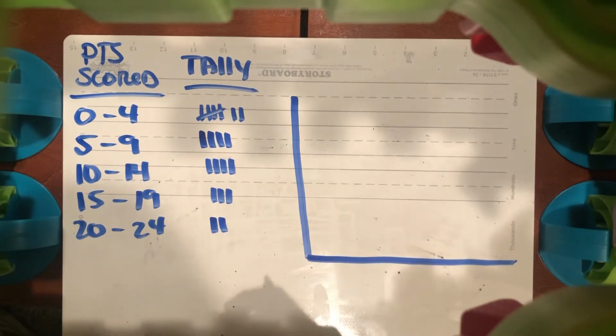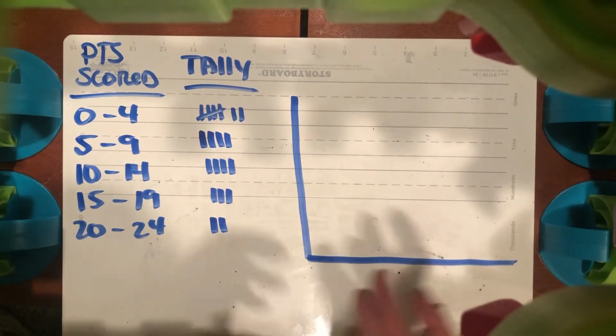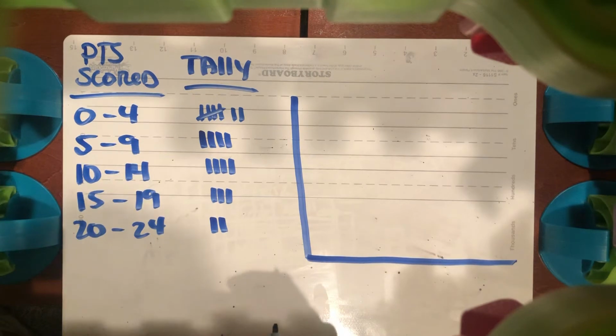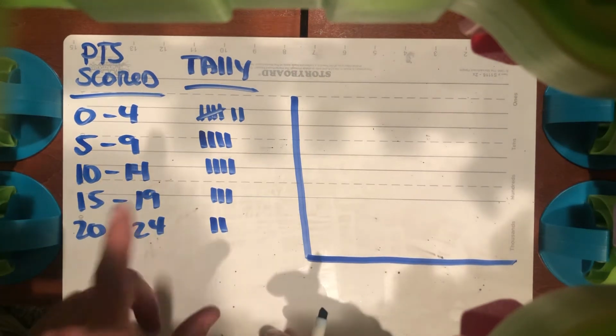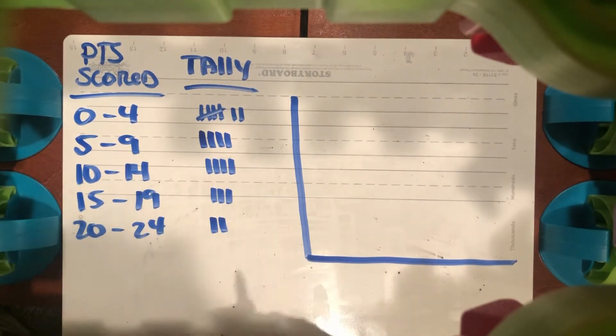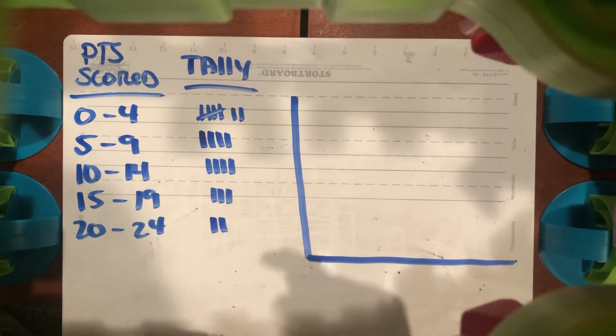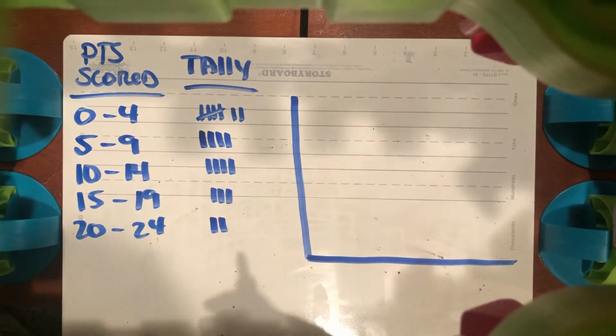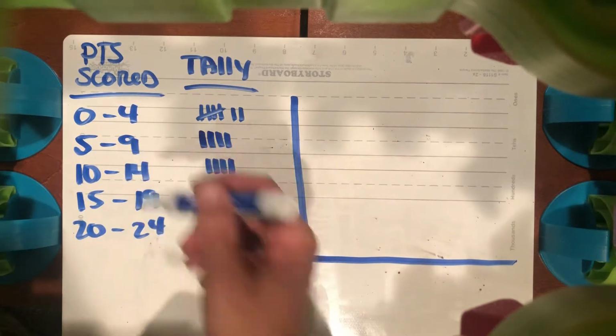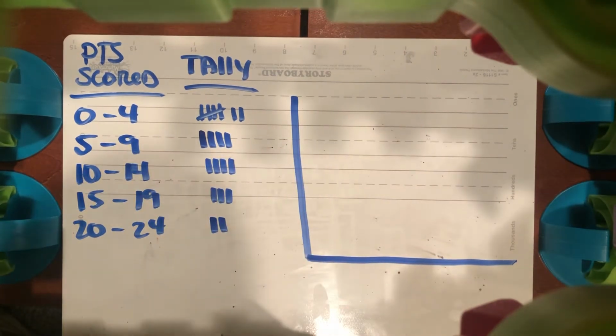How you create a histogram is first you create a frequency distribution. If you watched my previous video for today's lessons, you'll notice this is the same frequency distribution that I found about the basketball player over the 20-game season and the different points that they scored. So they had 7 games where they scored between 0 and 4 points, 4 games between 5 and 9 points, so on and so forth.